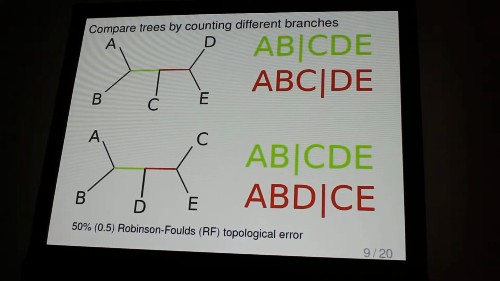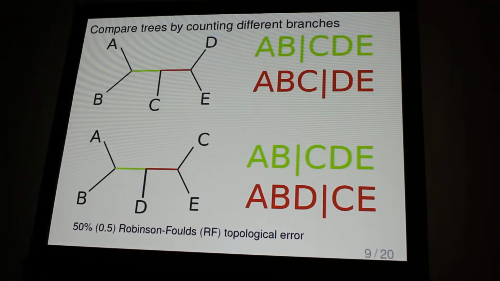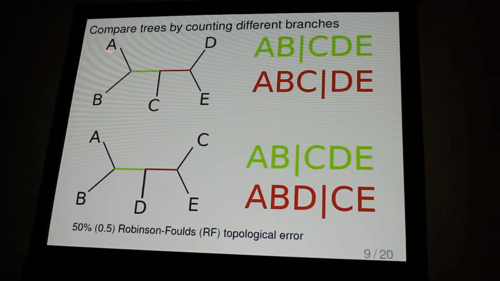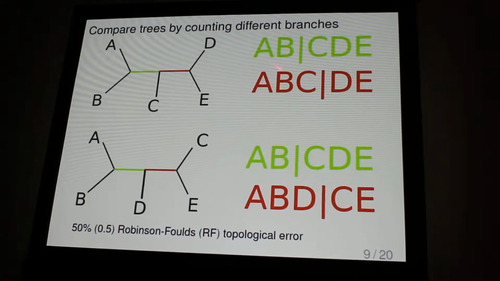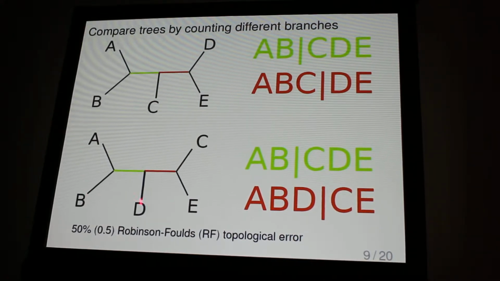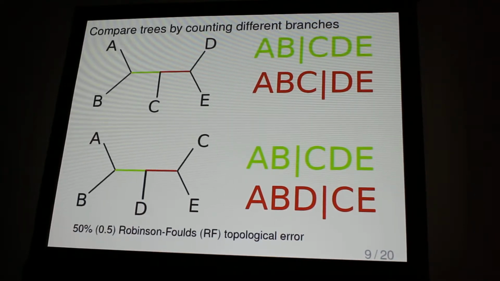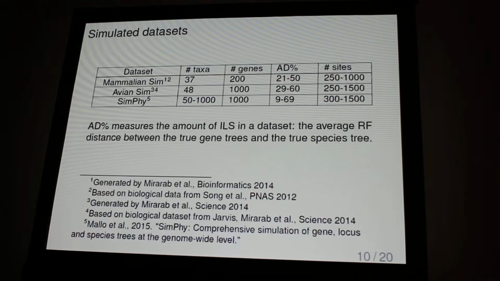Just to recap, a lot of you probably know this already, but we compare trees by counting the number of branches that differ between the trees. So both these trees share this AB versus CDE split, but this tree has an ABC versus DE split, and this tree has an ABD versus CE split. So we'll call this 50% or 0.5 Robinson-Foulds topological error, and that's the metric we'll show in a second.